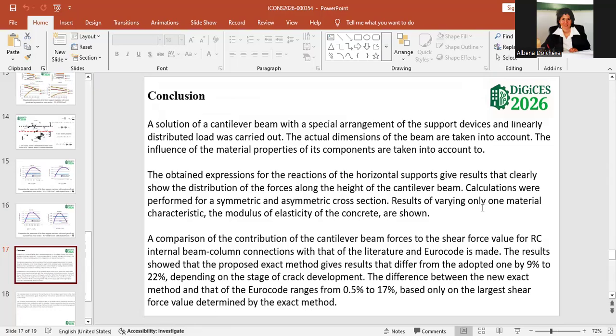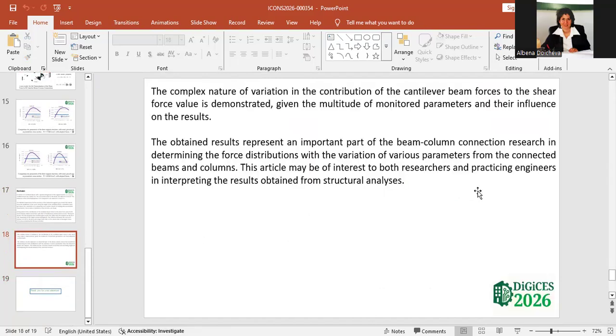The difference between the new exact method and that of the Eurocode is 17%, based only on the largest shear force value determined by the exact method. The complex nature of variation in the contribution of the cantilever beam forces to the shear force value is demonstrated, given the multitude of monitored parameters and their influence on the result.